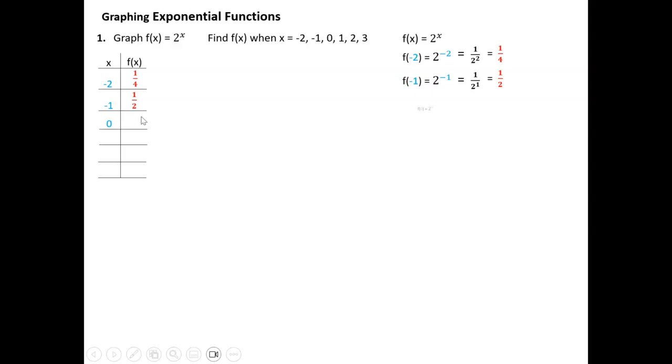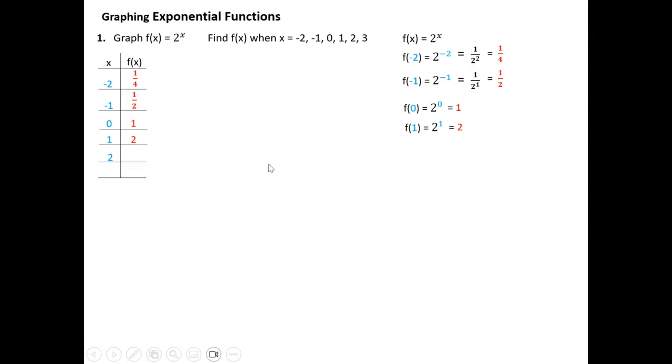Now when it's 0, anything to a 0 power is always 1. So 2 to a 0 power equals 1. So when x is 0, y is 1. Now we're going to evaluate f of 1, which means it will be 2 to the first power, which will give us 2. So when x is 1, y is 2.